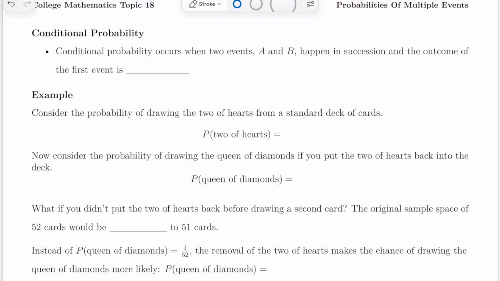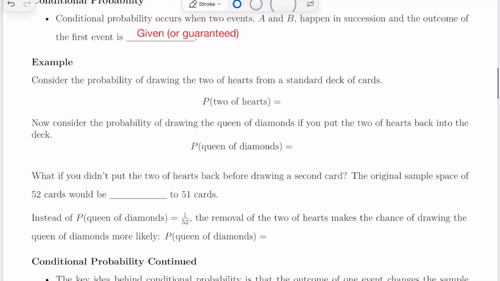Next, we're going to look at conditional probability. Conditional probability occurs when two events A and B happen in succession, and the outcome of the first event is guaranteed, or it's given. And in fact, you'll often see the word given a lot. So for sure one of them happens, what's the likelihood that the next one happens? That's what conditional probability is referring to. So let's look at a few examples.